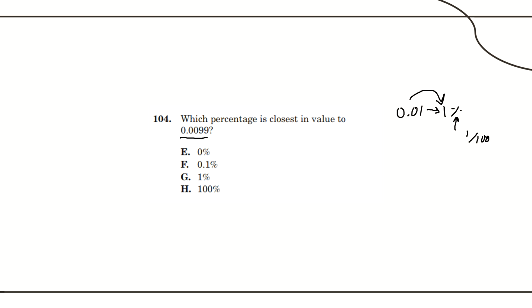So we multiply this by 100. And to do that, we would move this decimal place 1, 2. So 0.99, and we add the percentage symbol. And so what's the closest to this then? Well, 0.99 is closest to 1, so it must be G. F is incorrect, E is incorrect. This G is just the closest one, because 1 is the closest to 0.99.